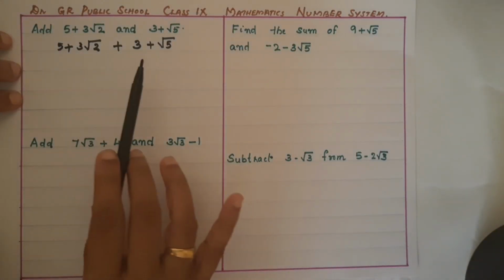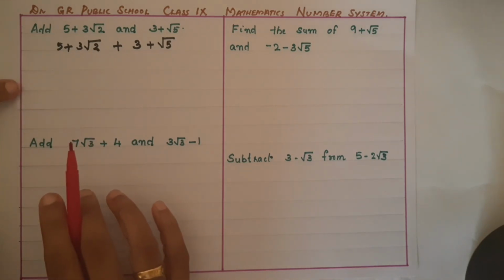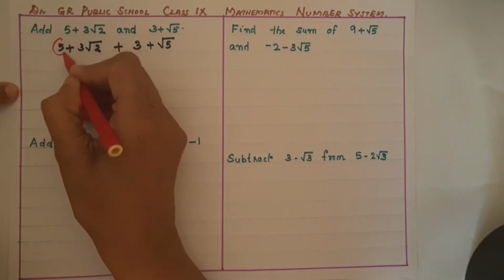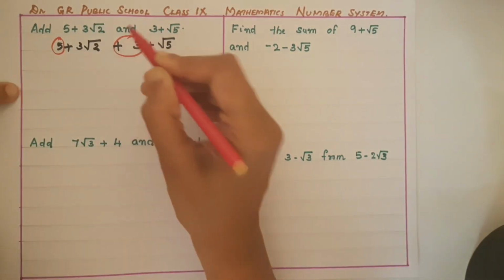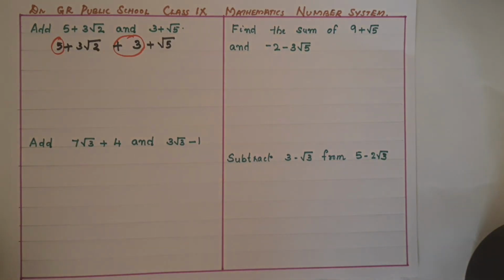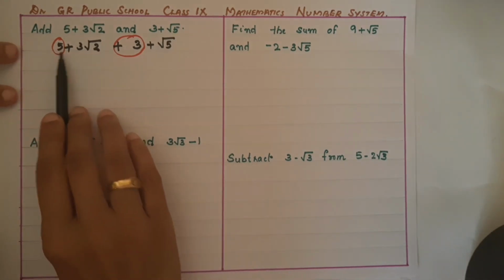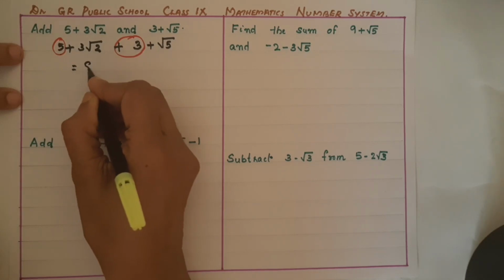Can we do more simplification? Yes. Why? Because here we have irrational part as well as rational part, isn't it? We have two rational numbers, 5 plus 5, and here we have plus 3. So those two numbers we can add, and then we can check the irrational part separately. What is 5 plus 3? 5 plus 3 is 8.